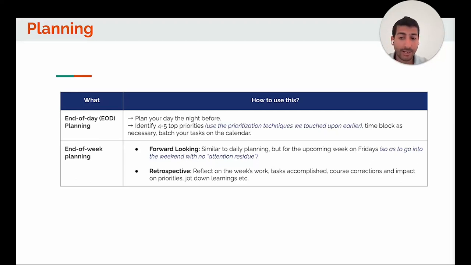And then next you have end of week planning, which is both forward looking and backward looking, right? So forward looking is similar to daily planning, but you're doing it for the upcoming week at large, right? And ideally you want to do this on Friday so that you don't go into the weekend with attention residue. And then retrospective is where you might want to reflect on the week's work, the tasks that you accomplished, and if there are any learnings, capture those learnings. And also maybe look at any course corrections that may have been made and the impact to your priorities as a result of those.